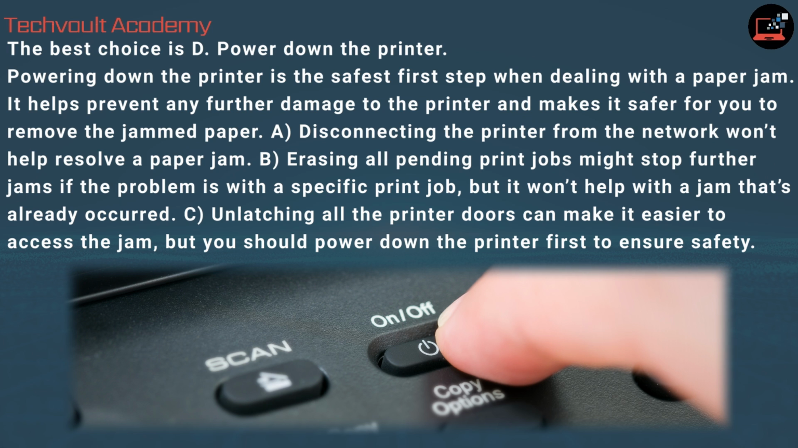A. Disconnecting the printer from the network won't help resolve a paper jam. B. Erasing all pending print jobs might stop further jams if the problem is with a specific print job, but it won't help with a jam that's already occurred. C. Unlatching all the printer doors can make it easier to access the jam, but you should power down the printer first to ensure safety.